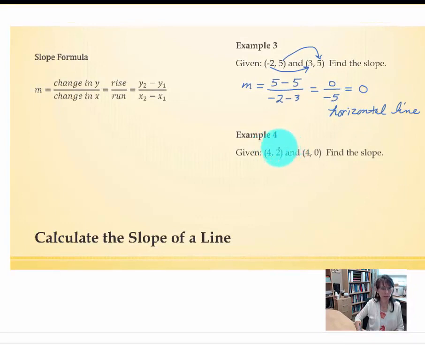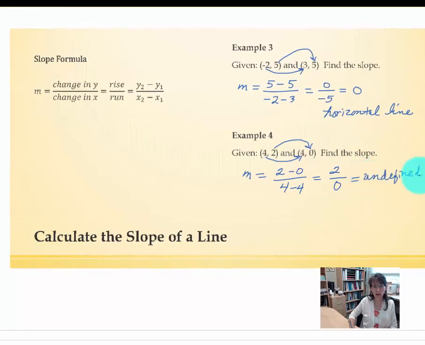In example 4, again, we're going to find the slope by taking the change in our y values, 2 minus 0. The change in the x values is 4 minus 4. So the difference in the numerator is 2. 4 minus 4 would be 0. When you have a number divided by 0, that is undefined. On your calculator, it will tell you that it's an error. So we translate that as an undefined slope. And lines that have an undefined slope are vertical lines. So we want to keep these two special cases in mind.